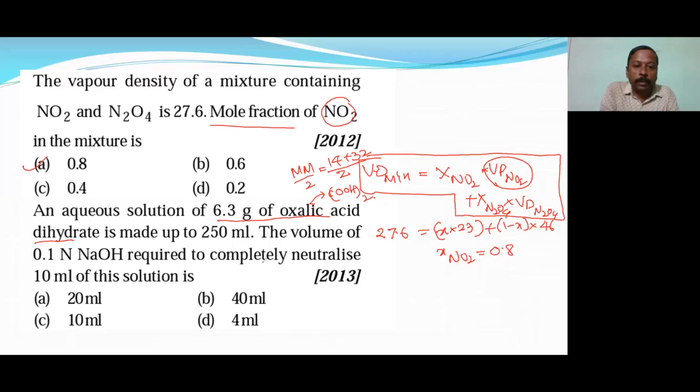Then neutralization. For complete neutralization, the milli equivalents of both must be the same. What must be the same? The milli equivalents of both must be the same. Okay, so this I will explain on the whiteboard. Just wait a minute. I think the whiteboard is visible to all of you now.